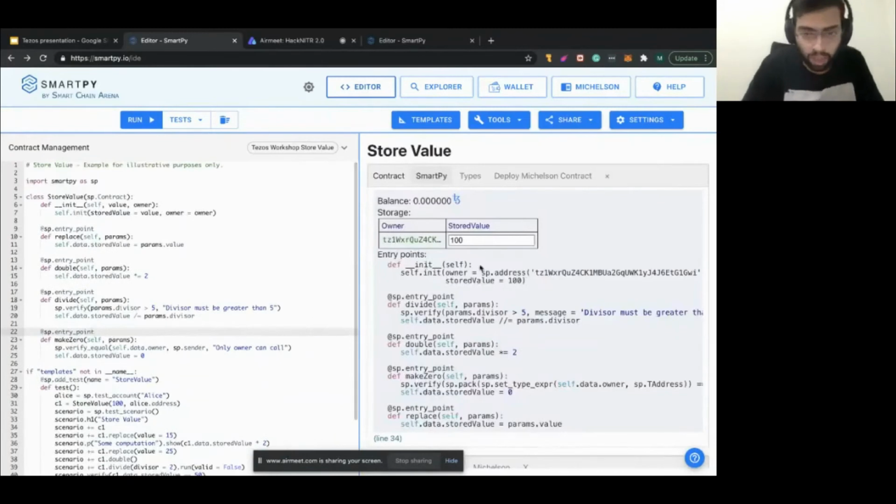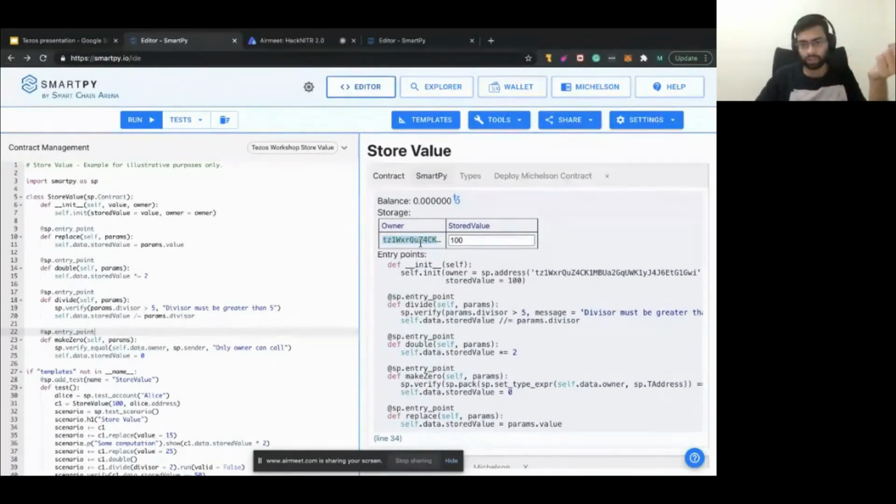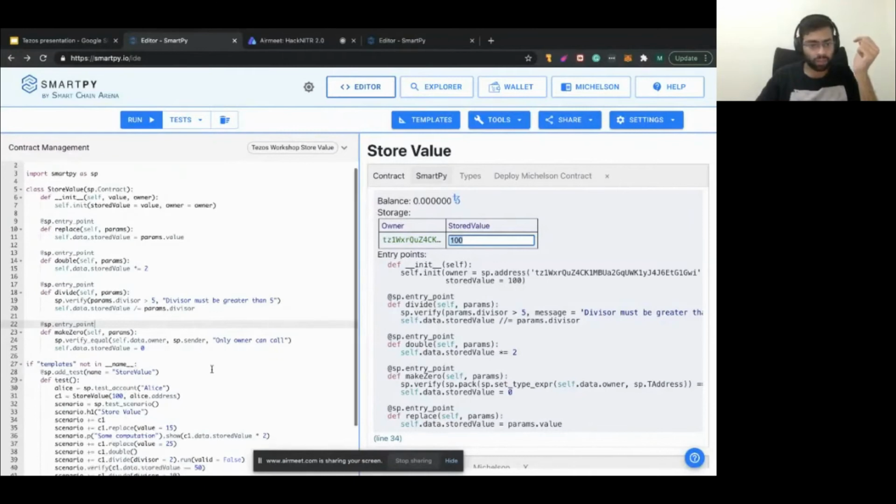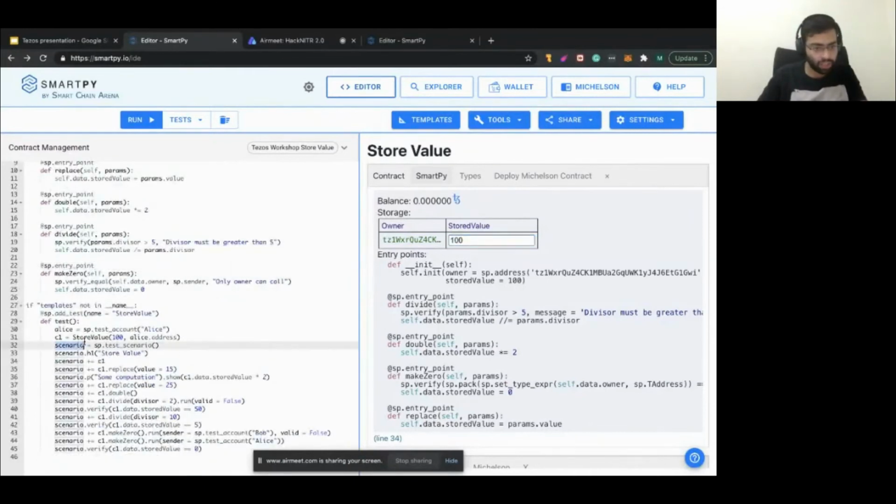Okay, finally. So if you see, this is the contract that came here. This is the owner of the contract. That is me. My address is being used here. And there is a stored value, which is 100, because we initialized this contract. C1 is, so this is the test here. We've said sp.add_test, and the name of the test is store value. And then we've defined the test here.